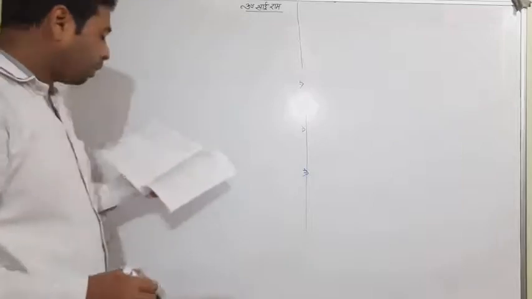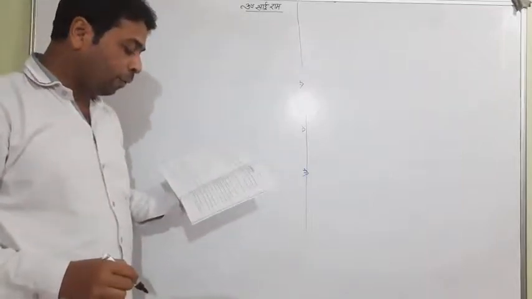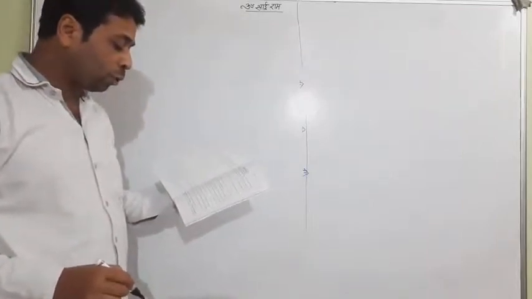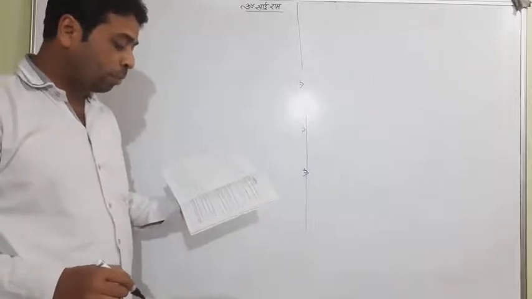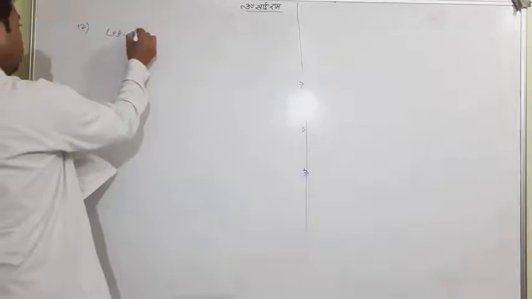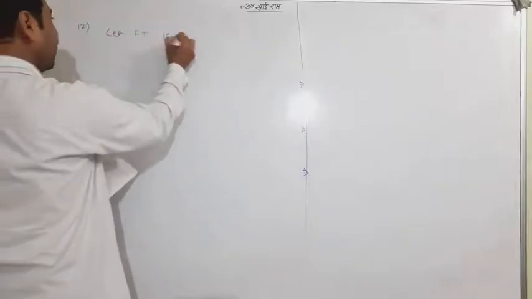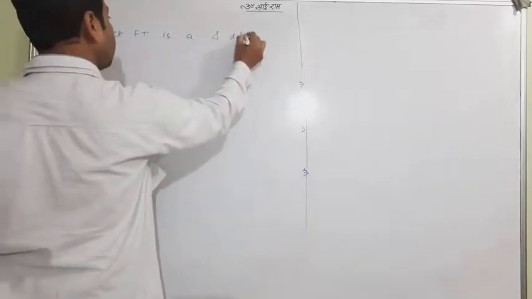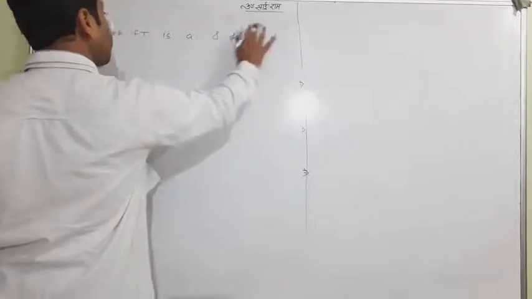Question says, the ratio of sum of m and n terms of an AP is m square is to n square. Show that the ratio of mth and nth term is 2m minus 1 is to 2n minus 1. It's a very good question. First of all, let the first term be a and the common difference be small d.